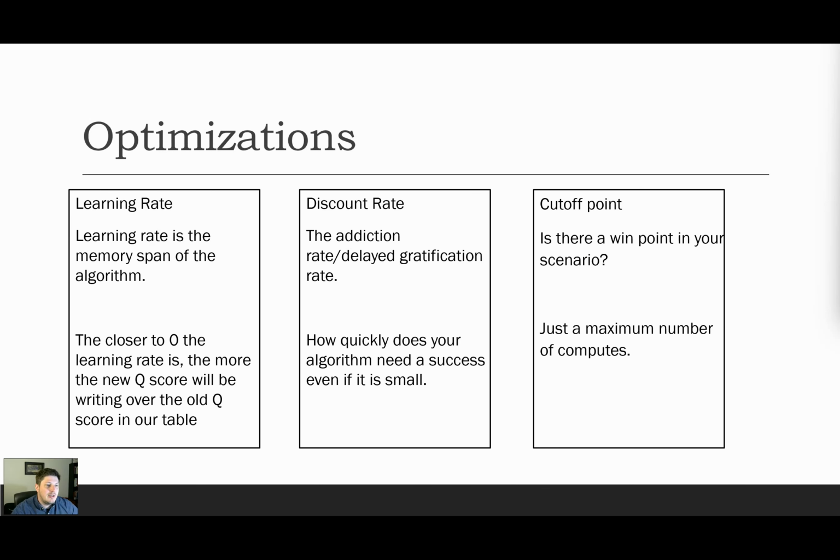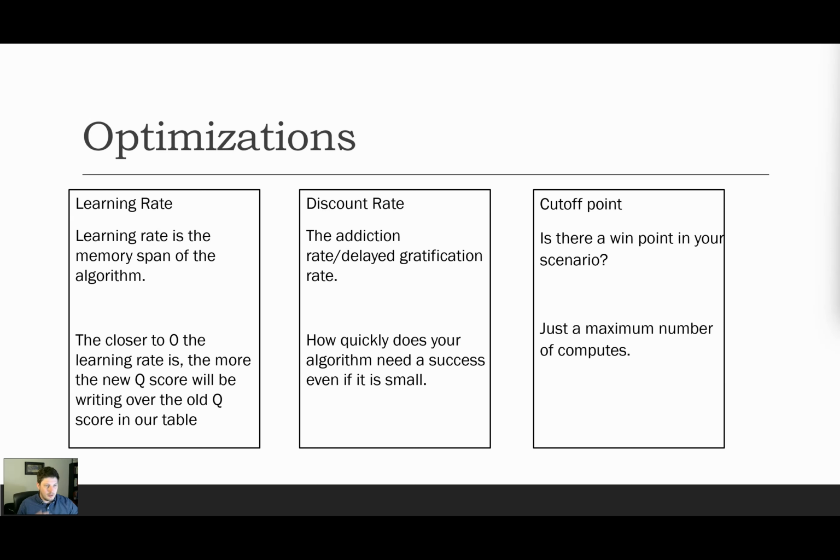So the learning rate is the memory span of the algorithm. It's the easiest way to think about this. The closer to 0 that learning rate is, the more the new Q score is going to rewrite the old Q score. Remember that when it's going through, it's trying to figure out every single possible combination of actions and rewards, and it's going to rewrite the Q table. How much of those old scores we want to stay is going to be determined by this learning rate.